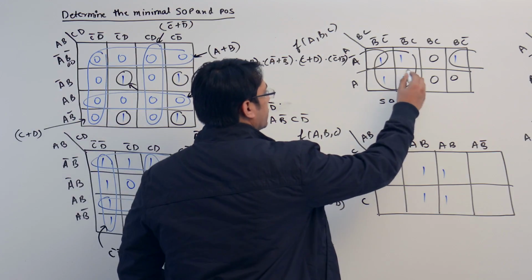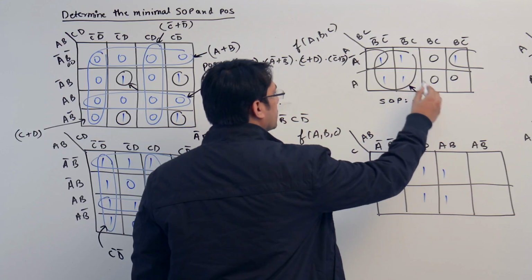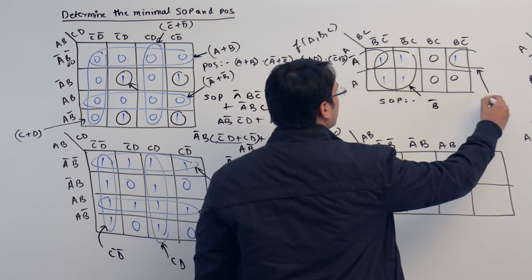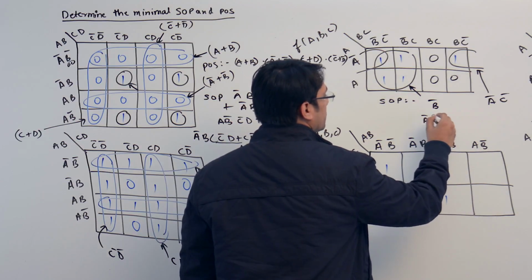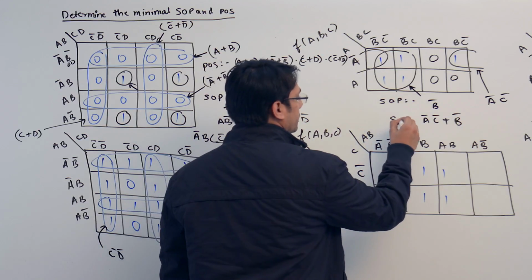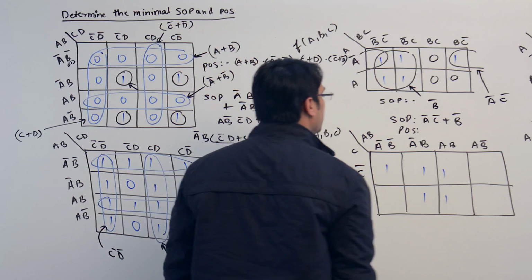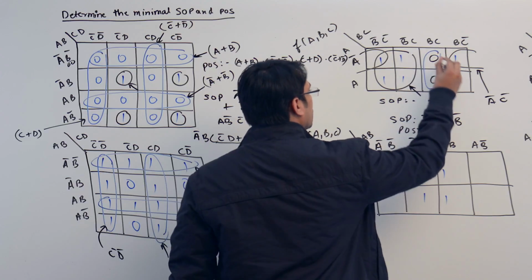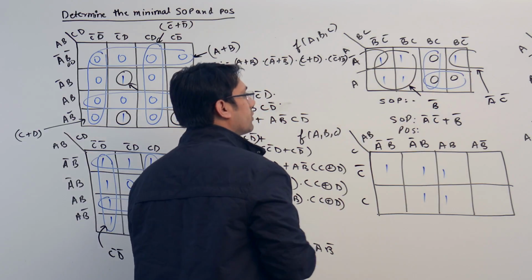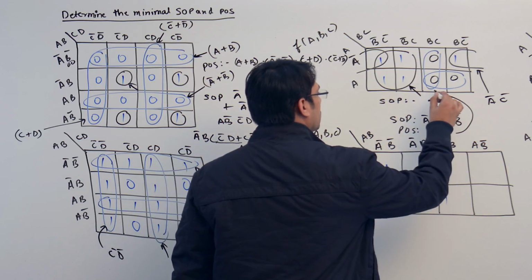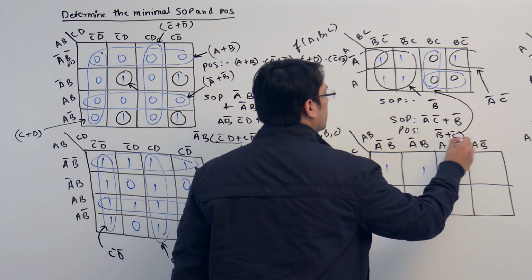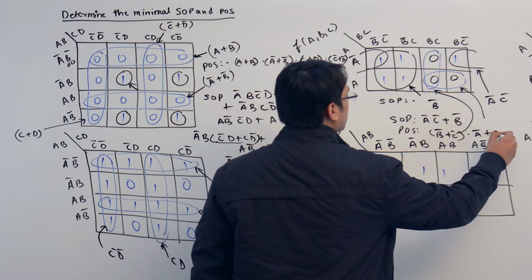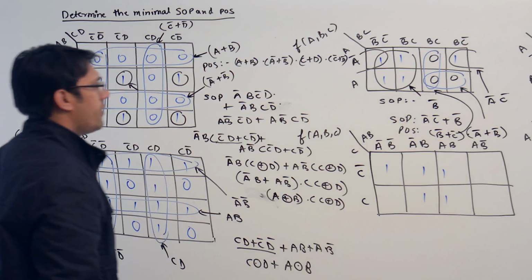This subcube is actually denoting B complement, and this subcube is denoting A complement C complement. So the solution will be A complement C complement plus B complement for SOP. And if you try to find POS, we are going to take the terms which are 0. So we are going to make this subcube as well as this subcube. So for POS, this subcube is denoting B complement plus C complement, dot, this subcube is denoting A complement plus B complement.